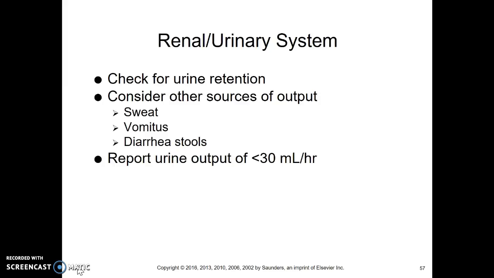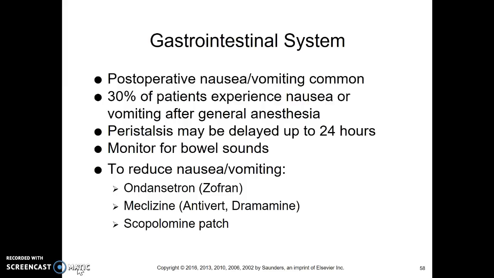And of course, anytime that there is a urine output of less than 30 mLs an hour, that is reportable to the physician, and is not a good sign of kidney function. So often they may have to give fluid boluses or potentially have to give some medications to see if they can get the kidneys functioning better again.